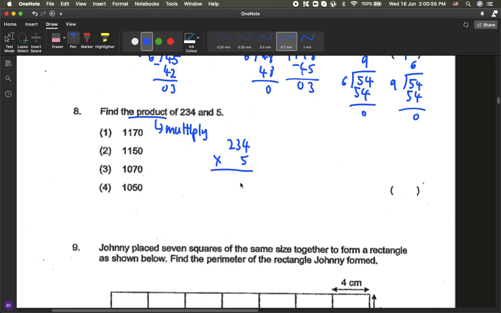Okay, 4 times 5 is 20, so we put a 0 here and carry the 2. 3 times 5 is 15, and 15 plus 2 is 17. So we put 7 here and carry the 1. 2 times 5 is 10, and 10 plus 1 is 11. So our answer is 1,170. So option 1 is the answer for question 8.